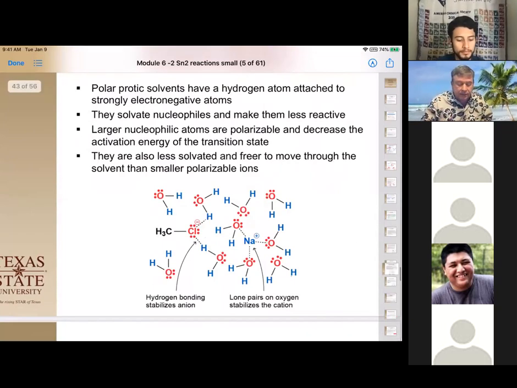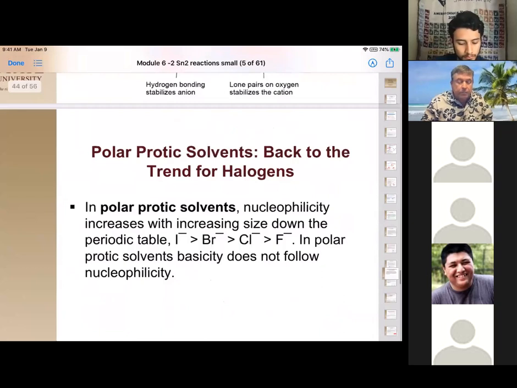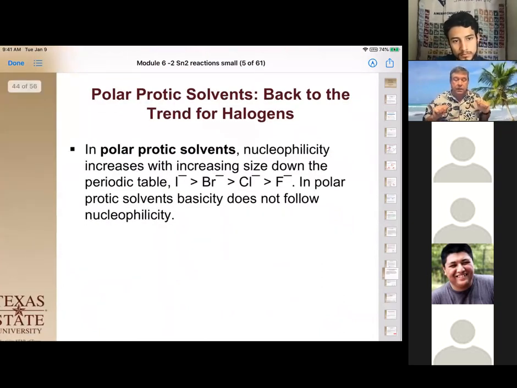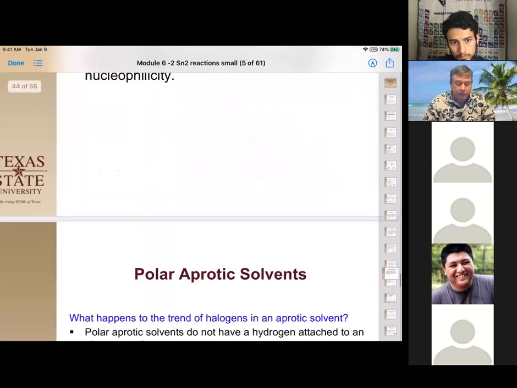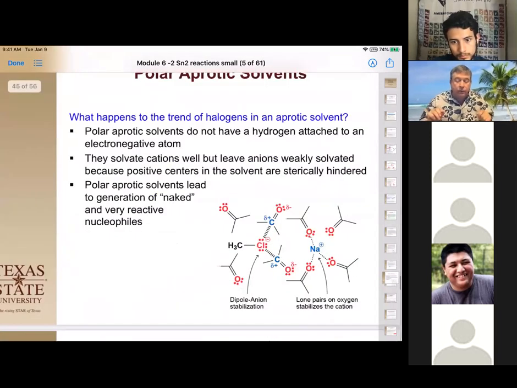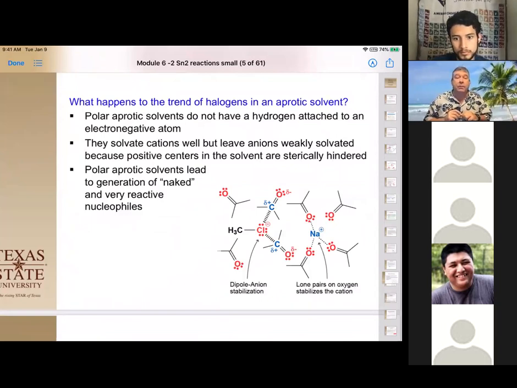So what does this mean? In our system here, in polar protic solvents, our iodine is more nucleophilic than our bromine, than our chlorine, than our fluorine. In polar protic solvents, the basicity does not follow nucleophilicity. Okay. But if we put them in polar aprotic solvents, we reverse that trend. In polar aprotic solvents, fluorine becomes the more nucleophilic species, and iodine becomes the less nucleophilic species.